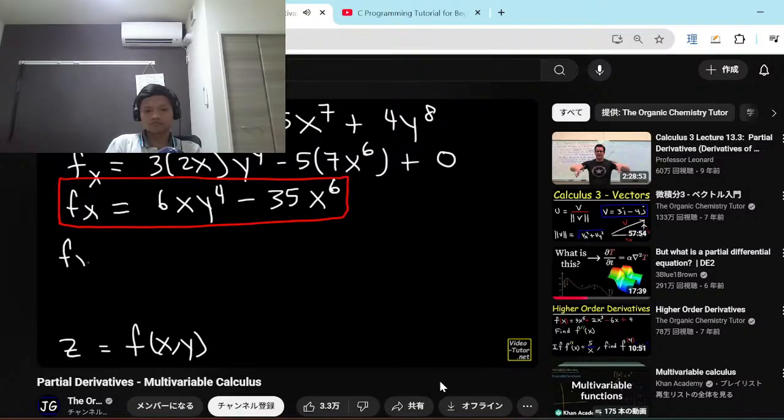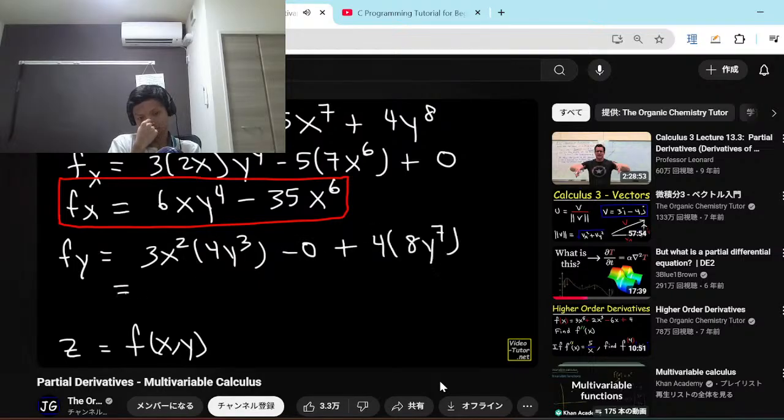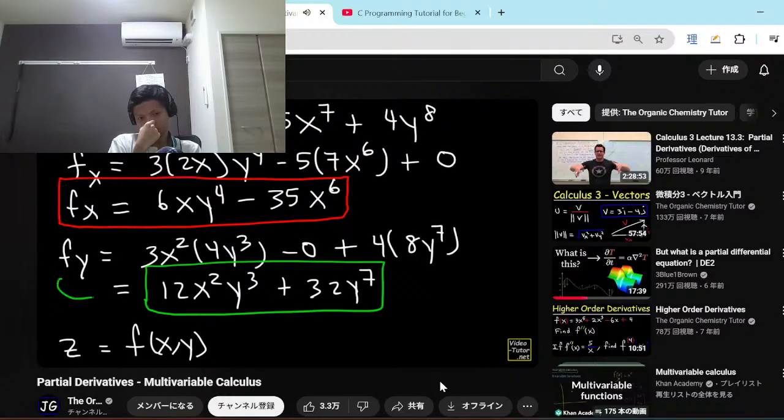Now let's find it with respect to y. So let's treat x as a constant. So the derivative of y to the fourth is 4y cubed. 5x to the seventh is a constant, so that's going to become 0. And the derivative of y to the 8 is 8y to the seventh. 3 times 4 is 12, and 4 times 8 is 32. So this is the answer. That's the partial derivative with respect to y.